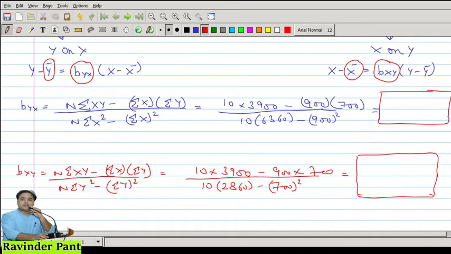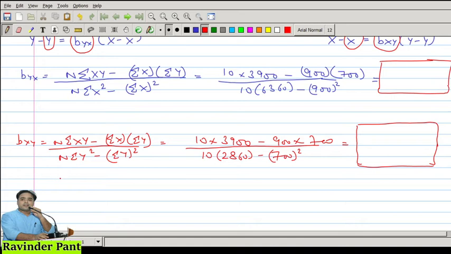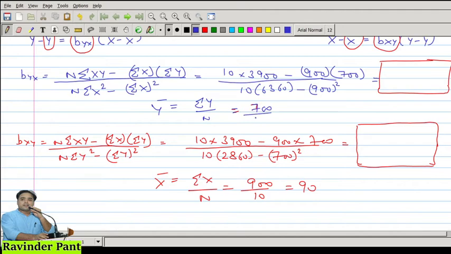We need y bar also, which is summation y divided by n, and we need x bar also, which is summation x upon n. This is simple. Summation x is given as 900 and n is given as 10, so this is 90. Summation y is given as 700 divided by 10, which is 70.